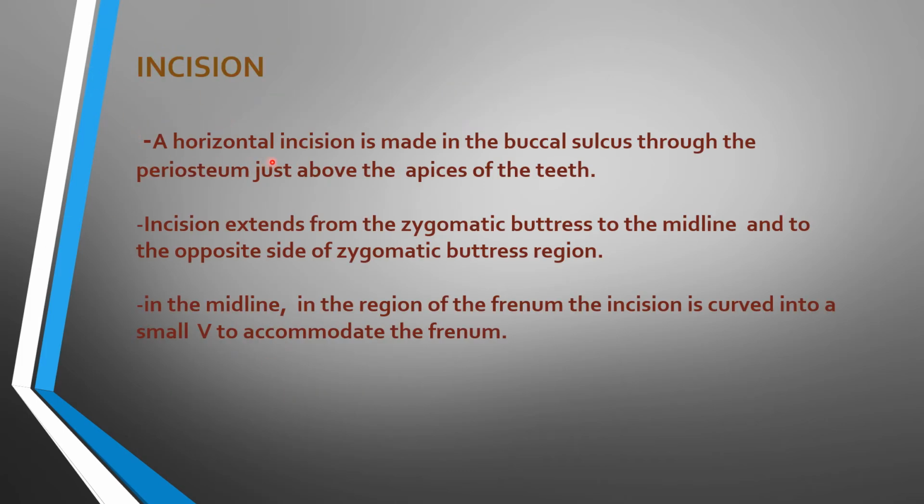A horizontal incision is made above the apices of the teeth, usually the canine and the premolar in the buccal sulcus area throughout the periosteum. It extends from the zygomatic buttress to the midline and again to the opposite side of the zygomatic buttress region. So in the region of the frenum, the incision is curved into a small V so that it can accommodate the labial frenum as well.